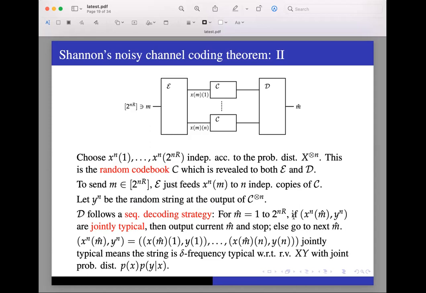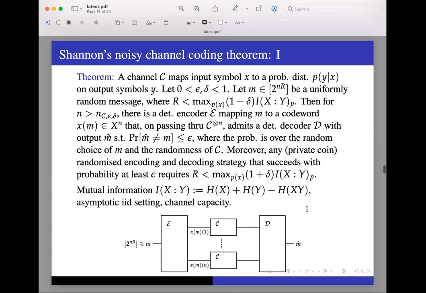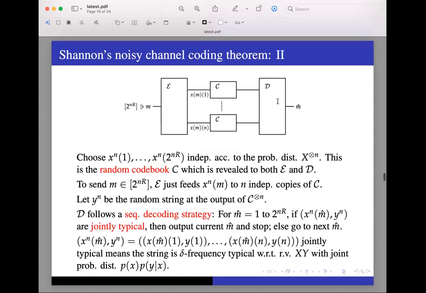The decoder cycles through all candidate messages m hat from 1 to 2 to the nR. For each candidate message, he looks at the code word for that candidate message, which is xn of m hat, and he checks whether the tuple xn of m hat and yn, the output of the channel, is jointly typical. Jointly typical means according to the joint probability distribution on xy. Remember, I defined this probability distribution on xy out here.